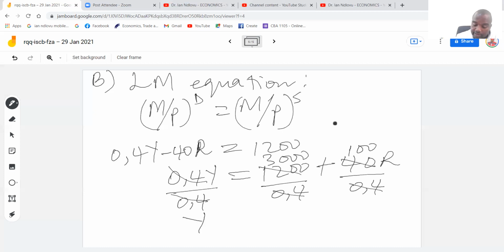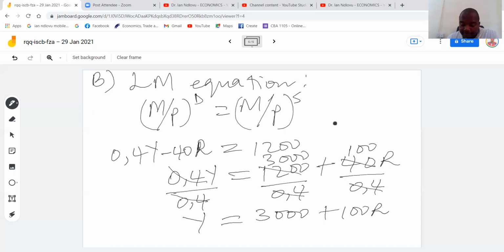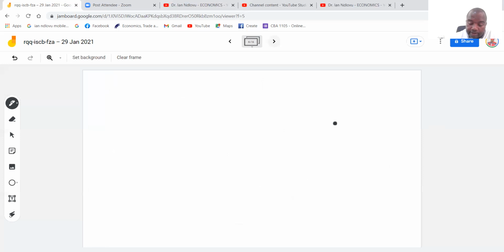So our LM function is Y is equal to 3,000 plus 100 R. That is our LM function. From the LM function, we now want to answer part C, which is the general equilibrium.